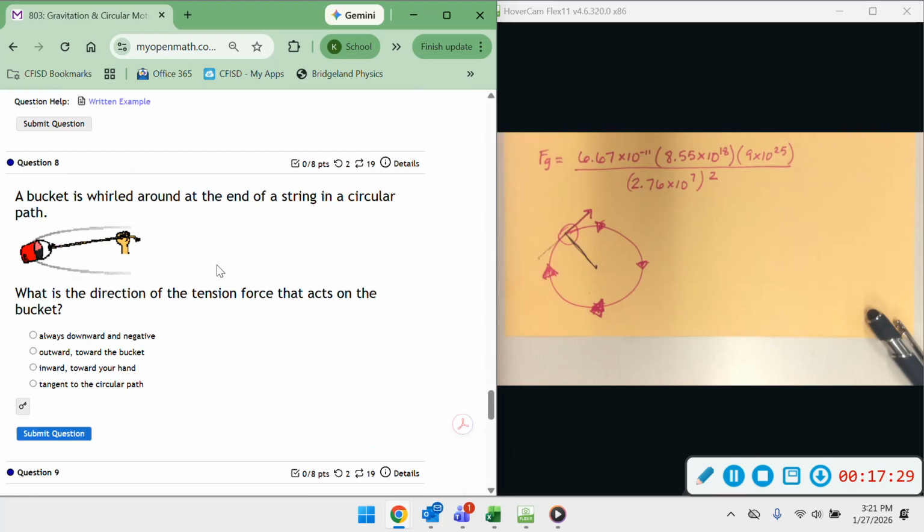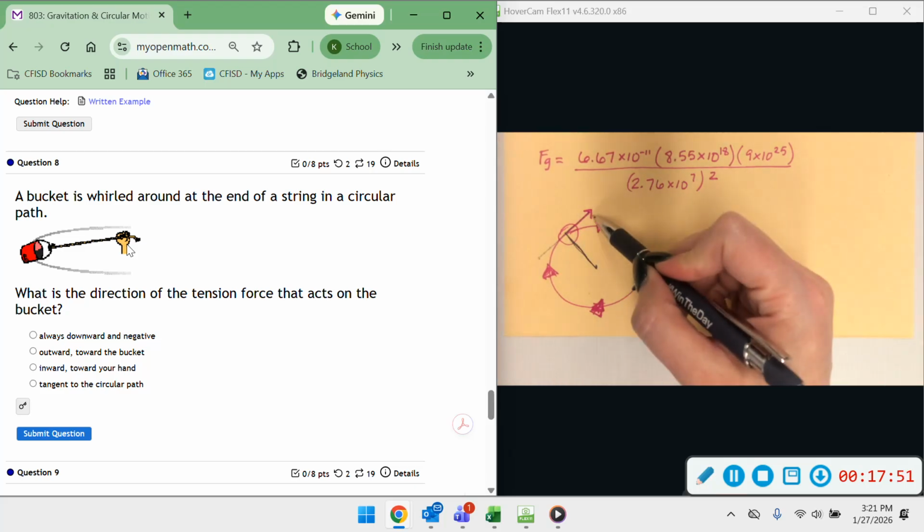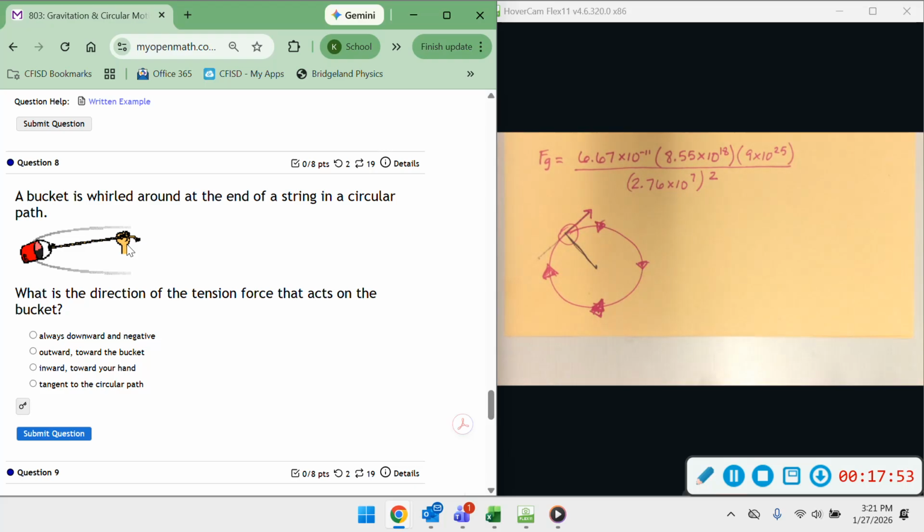All right, number 8. A bucket is whirled around at the end of a string in a circular path. What is the direction of the tension force acting on the bucket? That tension force, whenever you're whirling something on a string, the force of tension is the centripetal force. The force is always inward toward the center of the circle. So if this is my bucket on the string, this might be the direction it would fly if it was released, but that's not what this question's asking.